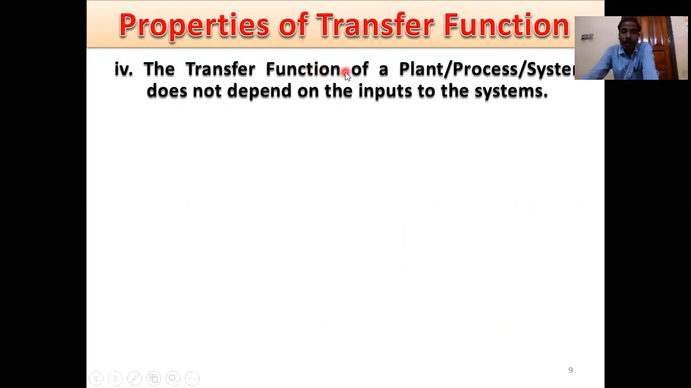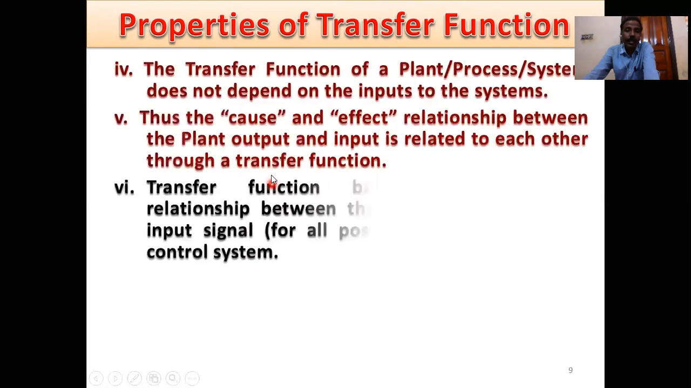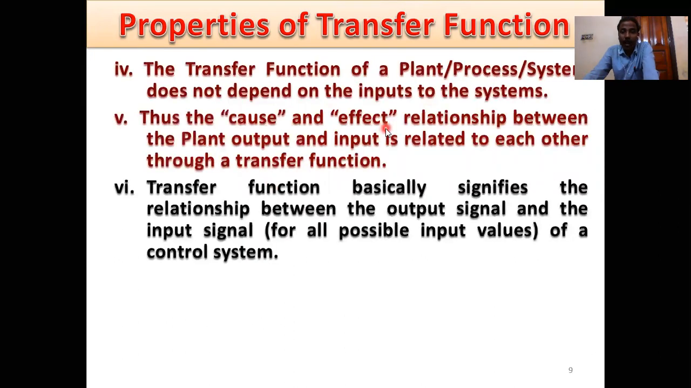Properties of the transfer function. The transfer function of a plant, process, or system does not depend on the input to the system. Another property: the cause and effect relationship between the plant output and input is related through a transfer function. The transfer function basically signifies the relationship between the output signal and the input signal, already discussed, for all possible input values of a control system.